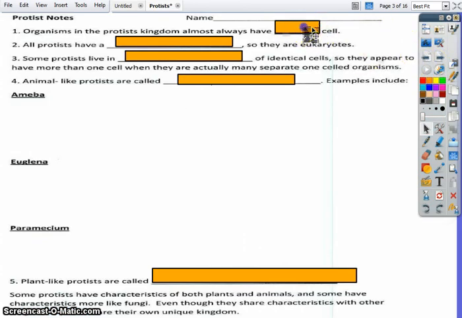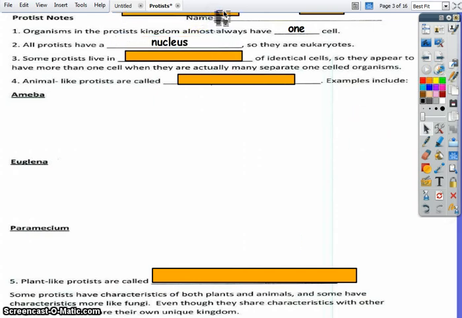Alright, so organisms in the Protist kingdom almost always have one cell. You did see several in the observation today when we were looking at all the different Protists, that some are obviously multi-celled. However, most of them are single-celled. Since they are eukaryotes, they do all have a nucleus of some kind. On the amoeba, sometimes you could see the nucleus and sometimes you couldn't. And some of the protists are going to live in colonies, specifically the Spirogyra live in colonies, so it looks like one whole organism, but really they're just a bunch of separate single-celled organisms that are attached together.